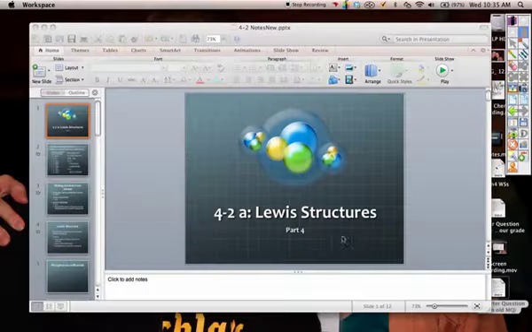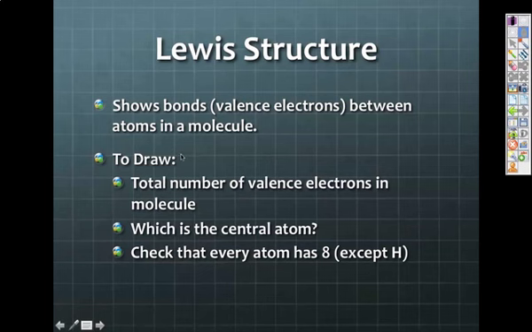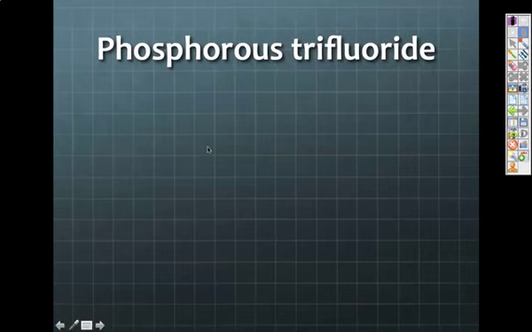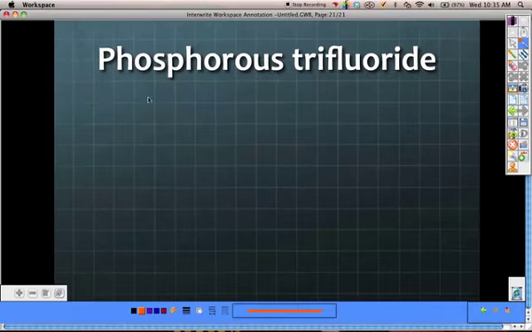So let's try one. We have phosphorus trifluoride. How many phosphoruses do I have? Shout it out. 1. How many fluorines do I have? Shout it out. 3. Excellent. So PF3 is the symbol. Well, I want to know how many total electrons I have, so let's break this apart.